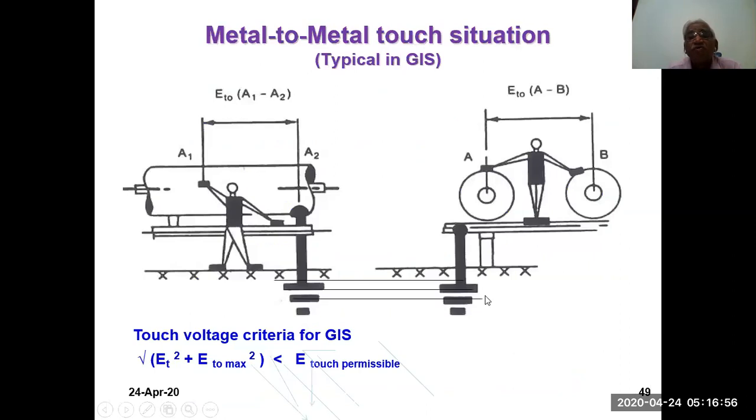And in this case, there is a metal to metal touch system. If they are very close and there is a fault in one of them, they get a shock because this earthing and that earthing potentials are different. Otherwise, the potential difference between this body and the ground may be more also.